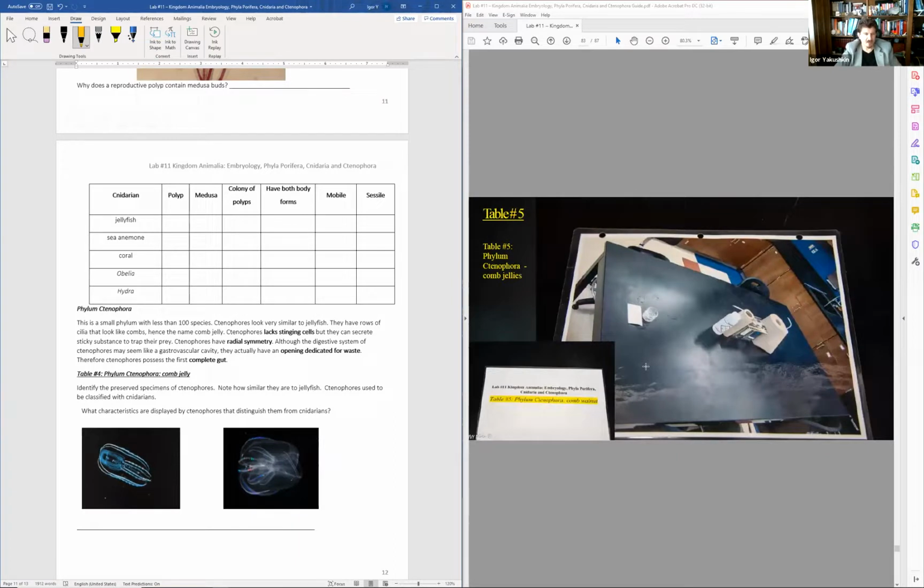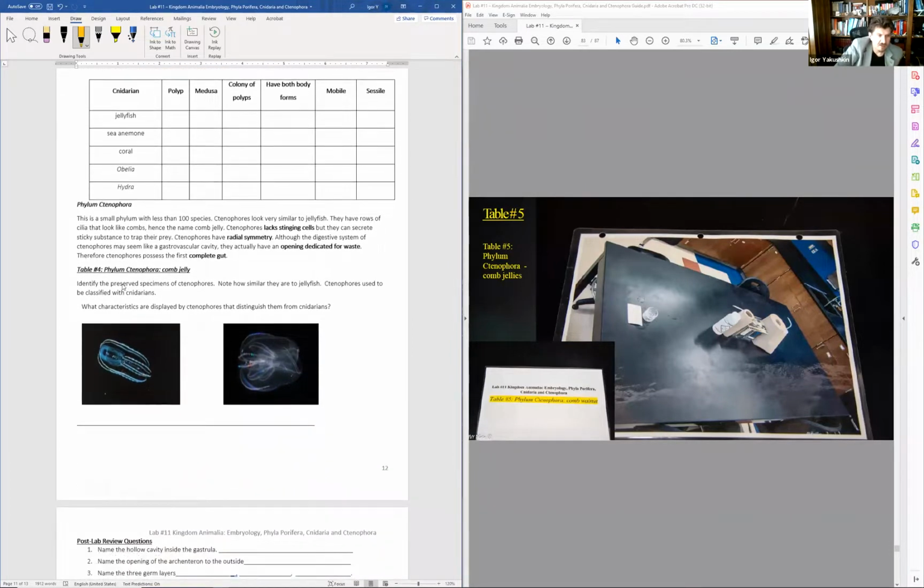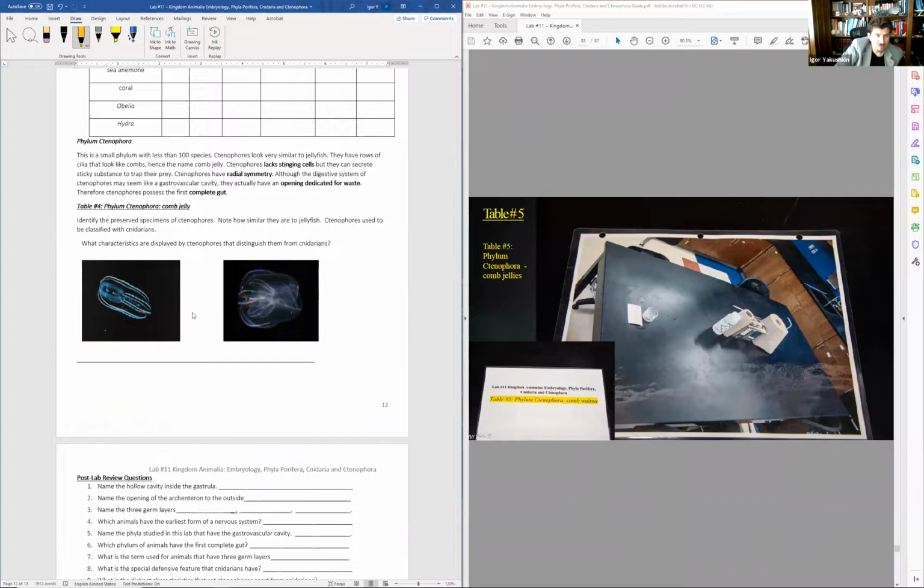And then the next group, known as the Ctenophora or comb jellies. They are relatively small creatures, and one of the very important characteristics is that they do not have cnidocytes. They are lacking those stinging cells. They do have a radial symmetry, sometimes referred to as biradial symmetry.